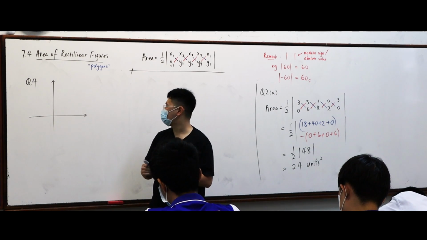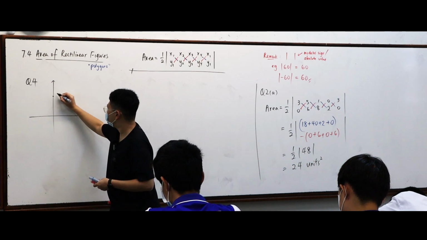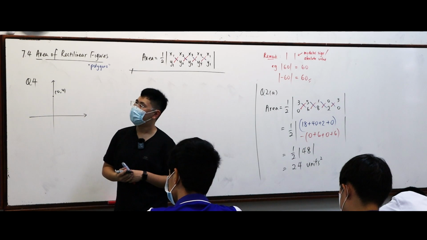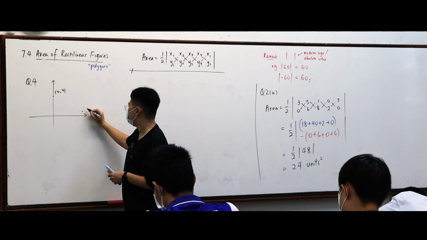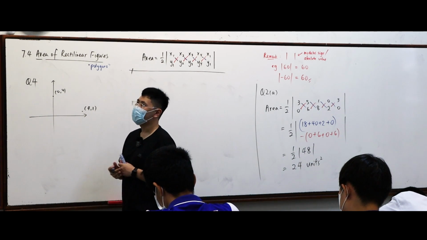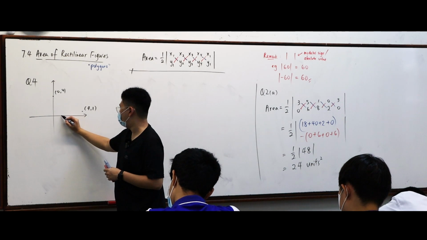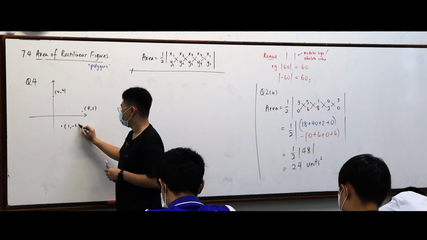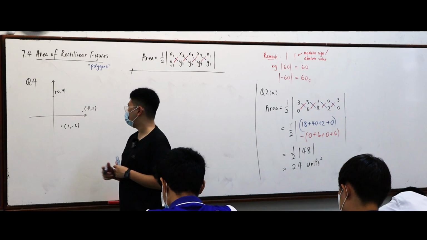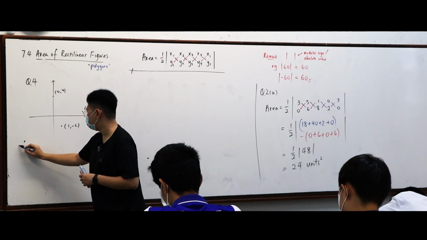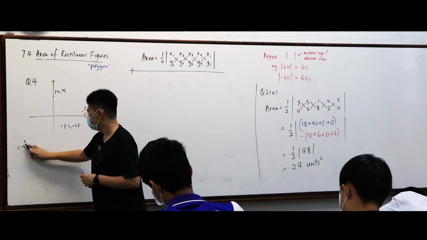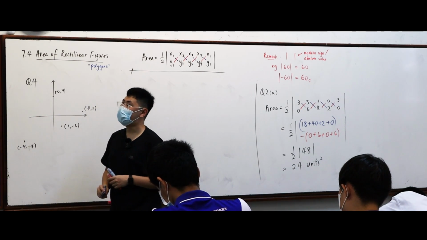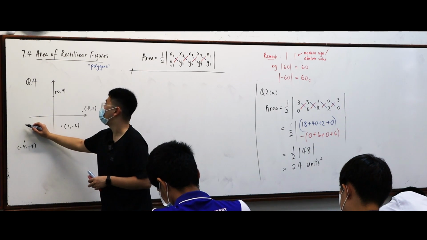Okay, so where is 0, 4? 0, 4 is over here. So 0, 4. Where is 4, 1? 4, 1 is over here. 4, 1. Where is 1 and negative 2? So 1, negative 2. Okay? Where is negative 4 and 4? Negative 4 and negative 4 over here. Okay, the last one, negative 4 and 2. Wow, here.